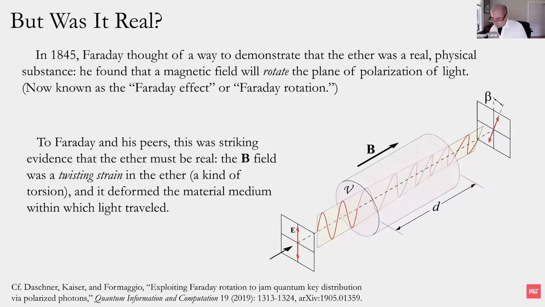Just last year, I had fun working with a really terrific student. Some of you might know Max Doschner. He and my friend Joe Formaggio in physics and I used this exact same phenomenon, that an external magnetic field will rotate the plane of polarization of light, not to talk about the ether, but as a way to jam quantum encryption indefinitely. So in the hyper-modern physics of the moment, we're still going back to Faraday rotation, and yet Faraday thought this was a way of characterizing the ether. I just love that. We're going to see many examples of that throughout the class.